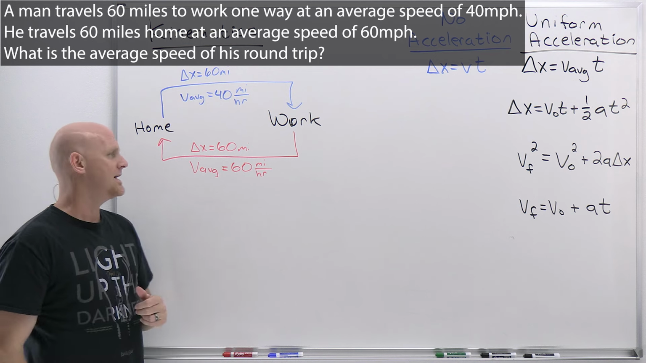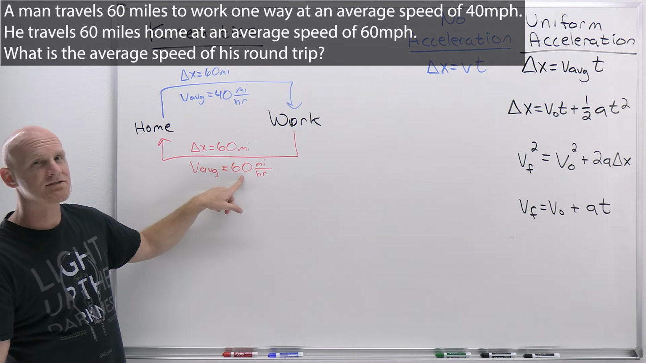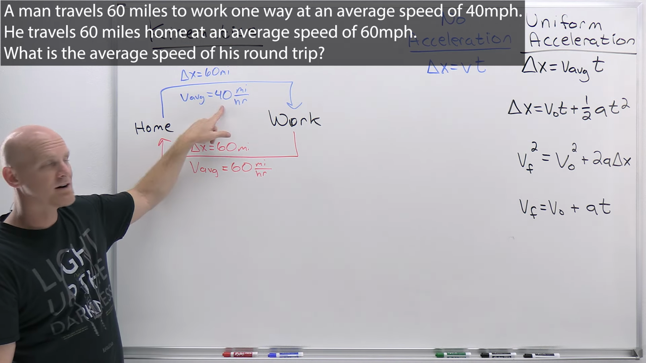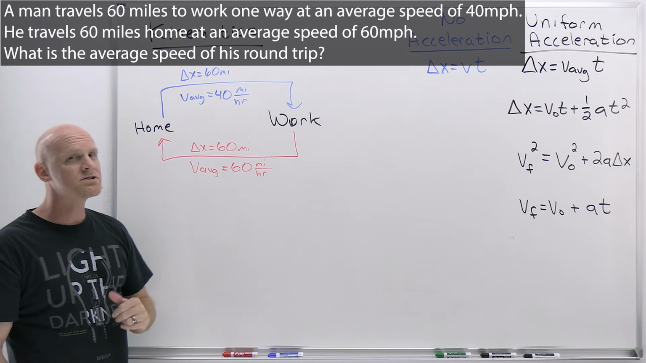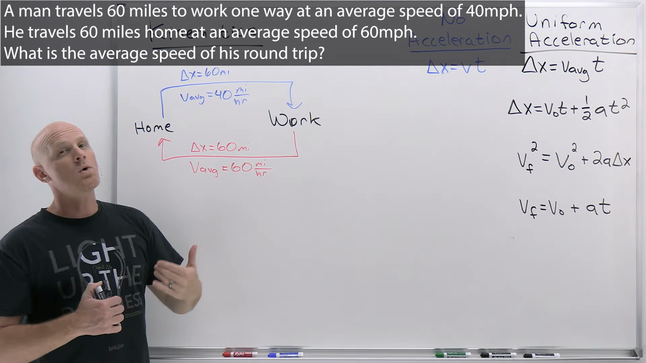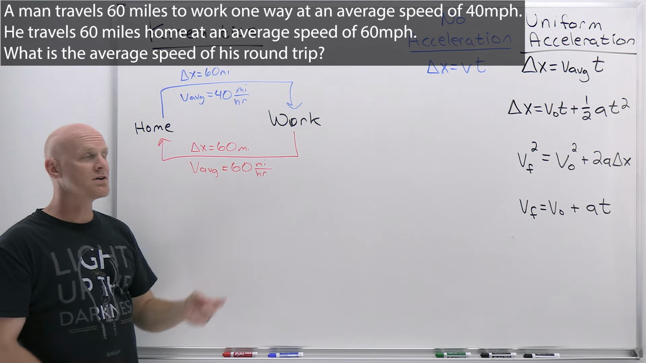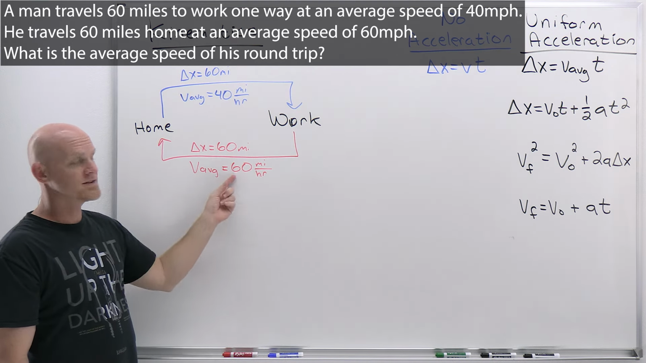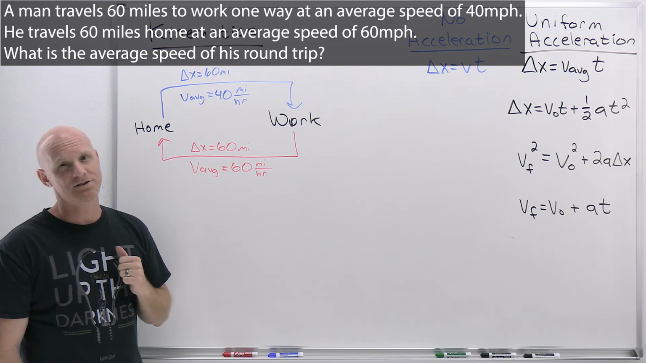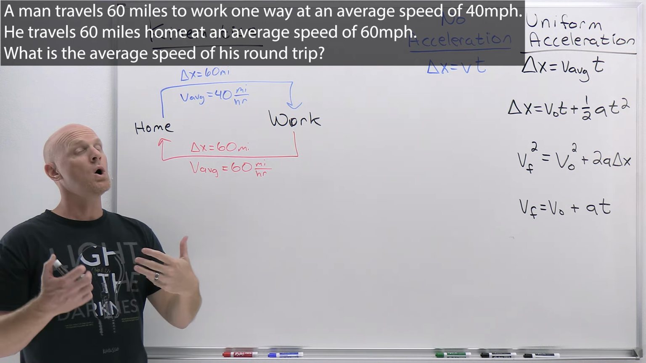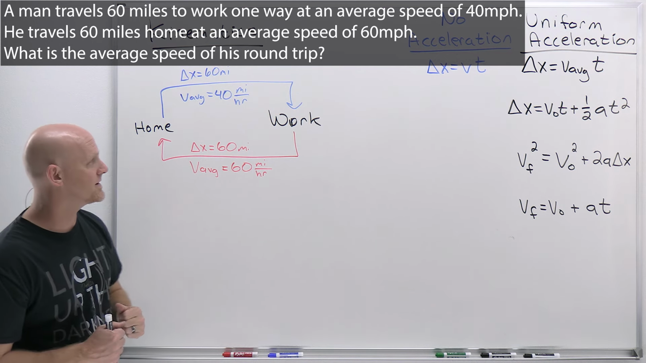and that's the key here. He's going to spend less time averaging 60 miles an hour than he does averaging 40 miles an hour. And because he spends more time at an average of 40 miles per hour, the overall average for the entire round trip is going to come out closer to 40 than it is to 60. So 50 is right in the middle. It's going to be lower than 50 miles per hour. That's what your intuition, hopefully in the future, will start to tell you.